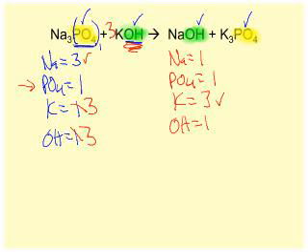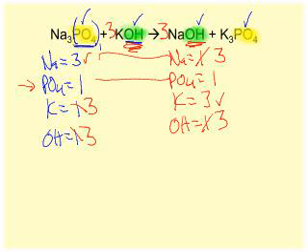The other thing I notice is my sodiums are messed up. So I have 3 sodiums over here, just 1 over here. So if I throw a 3 over here, I get 3 sodiums, but I'll also get 3 hydroxides. Hey, looky there. 3, 3, 1, 1, 3, 3. Woo-hoo! I'm all done.